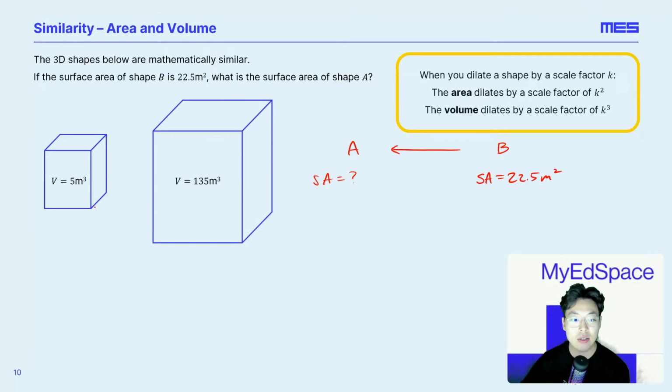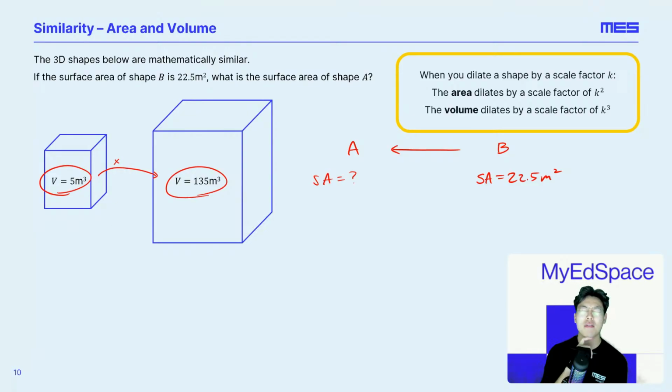Now, we are given volumes. What are we multiplying 5 by to get to 135? Well, 135 divided by 5 is 27. Notice how we're working with 3 dimensions here because we're working with volume. Volume is 3-dimensional, and we see that it dilates by a scale factor of k cubed. We know that the dilation was 27 times the initial shape. So now we have k cubed is equal to 27.